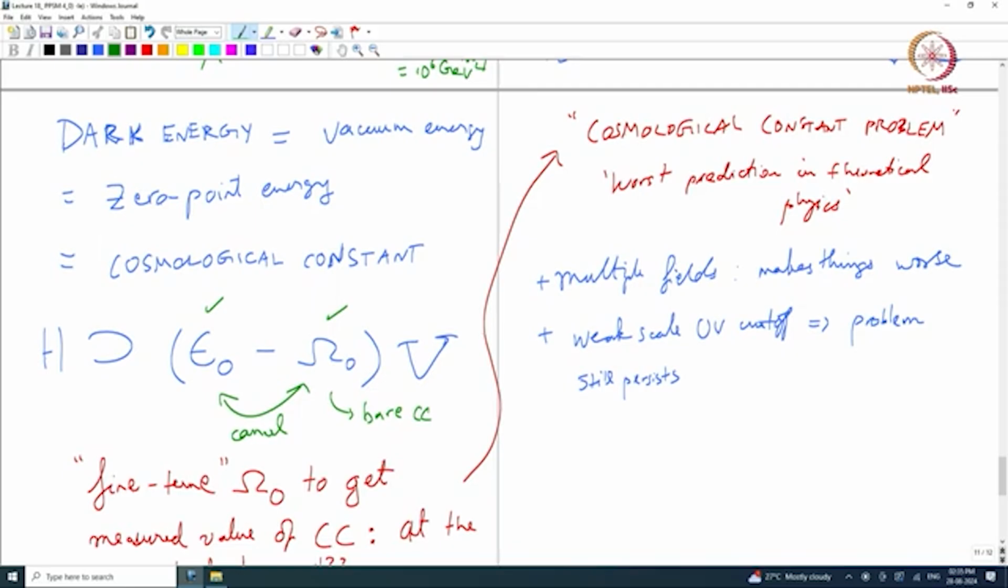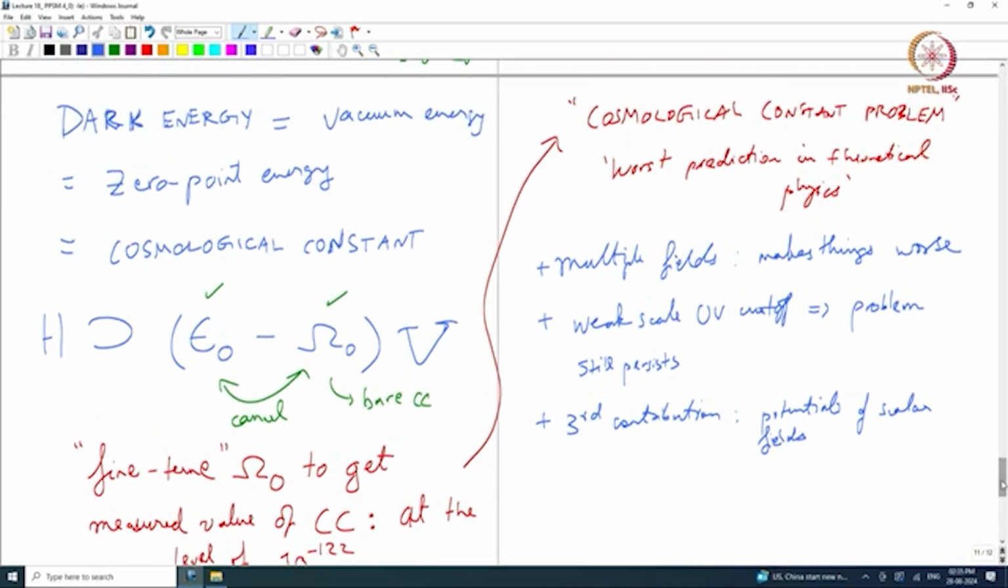There is yet another contribution actually. We will come back to this when we talk about symmetry breaking and so on. So there's a third contribution coming from the potentials of scalar fields. Okay, what do I mean by this? We are already working with a scalar field, right? But we didn't introduce any interactions of the field with other particles or even with itself. There are not even self interactions, right?